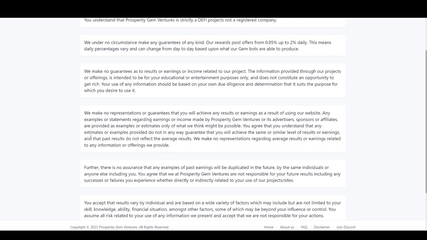You agree that you understand that any estimates or examples provided do not in any way guarantee that you will achieve the same or similar level of results or earnings, and that the past results do not reflect the average results. We make no representation regarding average results or earnings related to any information or offering we provide. They're saying here, just because we have a great track record and we continue to roll over funds and give refunds doesn't mean they're going to do it again. Just because people ROI'd or made money before doesn't mean they're going to do it again. That's what this is saying.